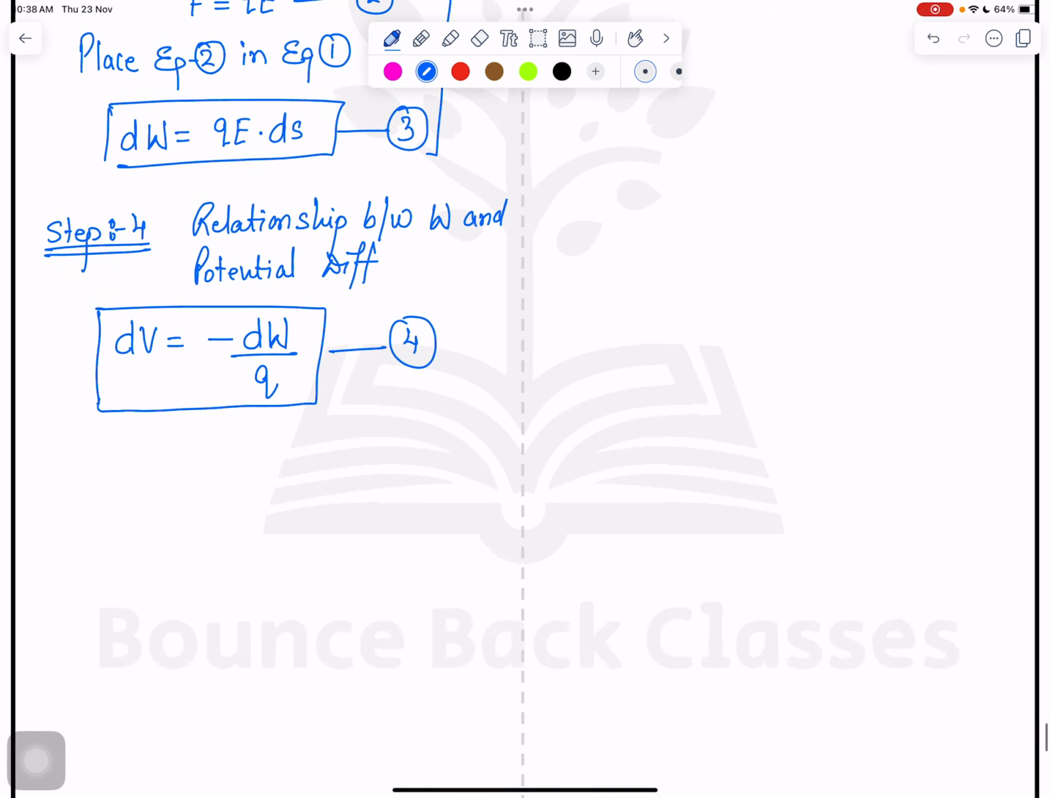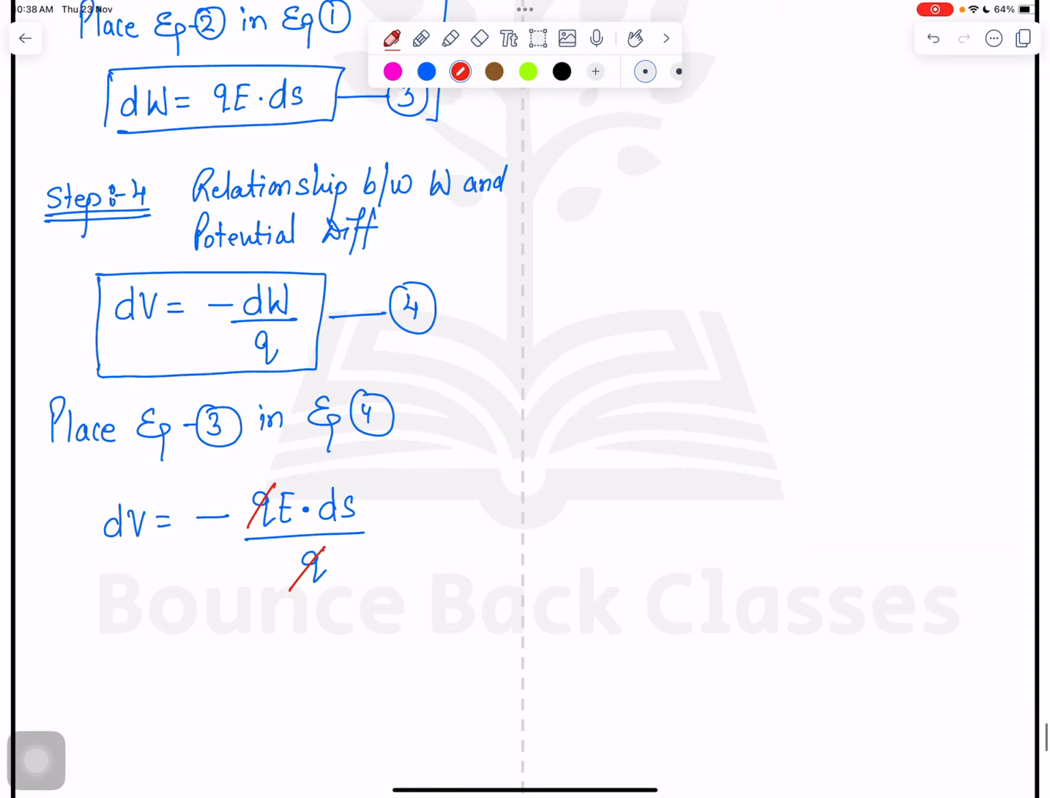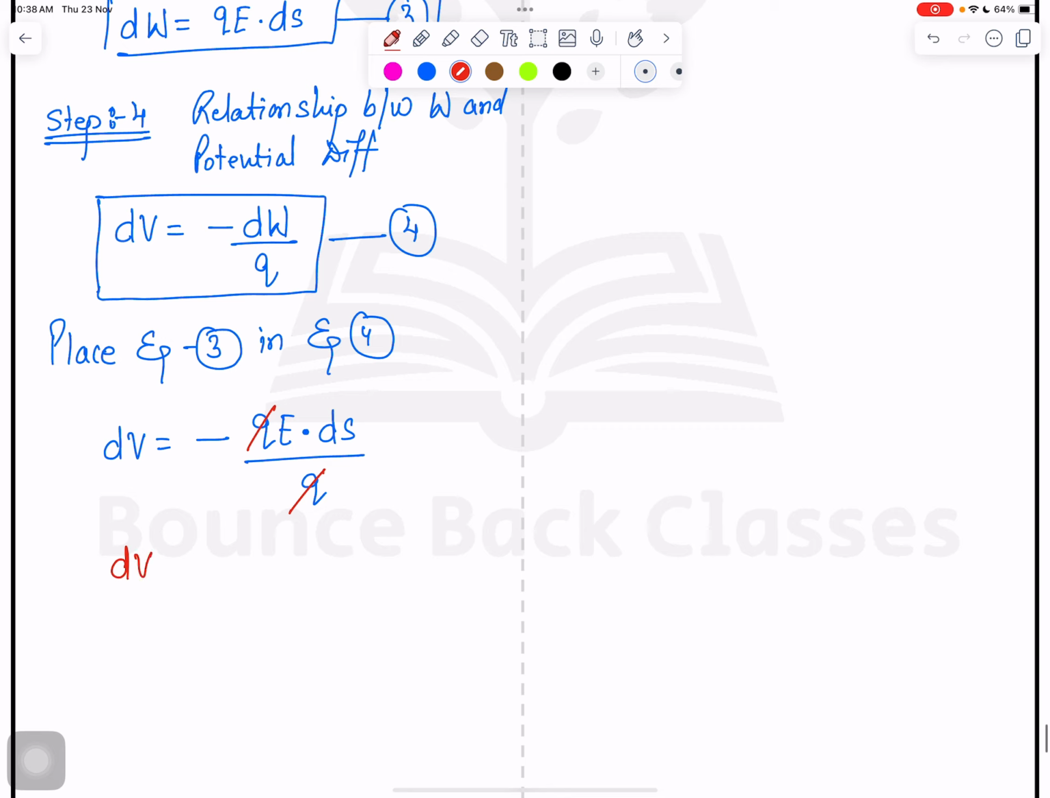Place equation 3 in equation 4. So what we get, dV is equal to negative QE dot ds divided by Q. Yes or no? Charge and charge cancel. So what we get, dV is equal to negative E dot ds. Clear? Now this is the easy way.